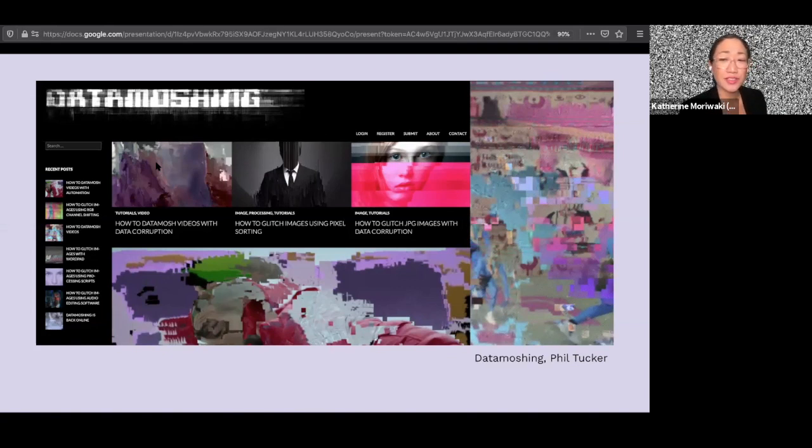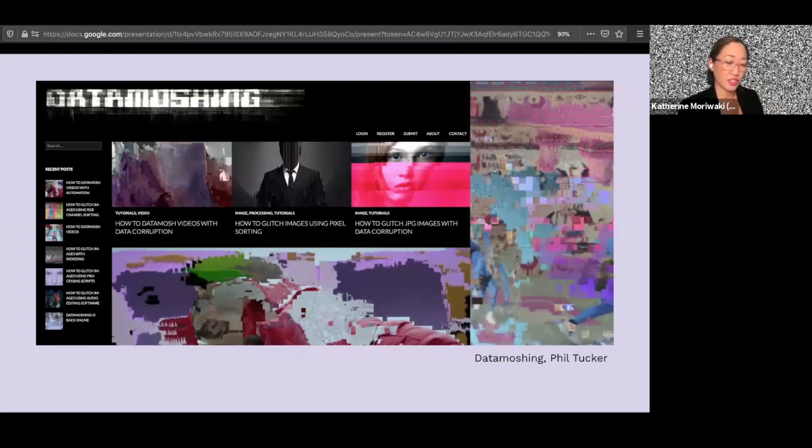It's not necessarily a project that contains artworks. It's rather a website with tutorials for how individuals can mosh their own data using a variety of different technical strategies. And it's just fascinating because glitch works at the level of both, conceptually as well as truly technically.